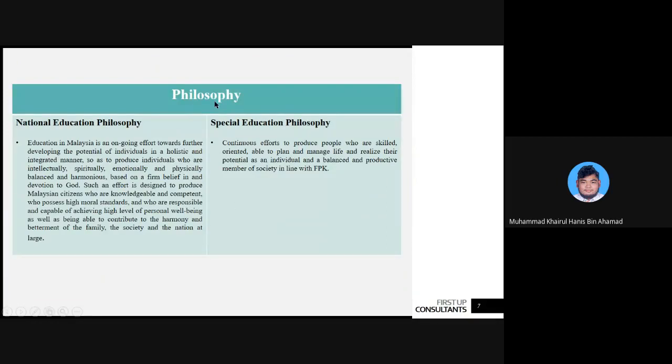Okay, there are two types of philosophy in Malaysia. One is the national education philosophy, and second is the special education philosophy. For the national education philosophy, education in Malaysia is an ongoing effort towards further developing the potential of individuals in a holistic and integrated manner, so as to produce individuals who are intellectual, spiritual, emotional, and physically balanced and harmonious, based on firm belief and devotion to God. Such an effort is designed to produce Malaysian citizens who are knowledgeable and competent, who possess high moral standards, and who are responsible and capable of achieving a high level of personal well-being, as well as being able to contribute to the harmony and betterment of the family.